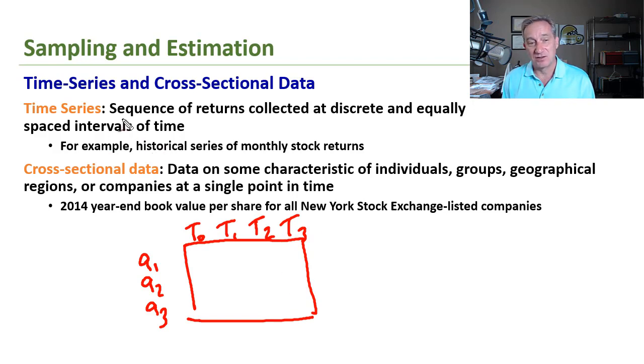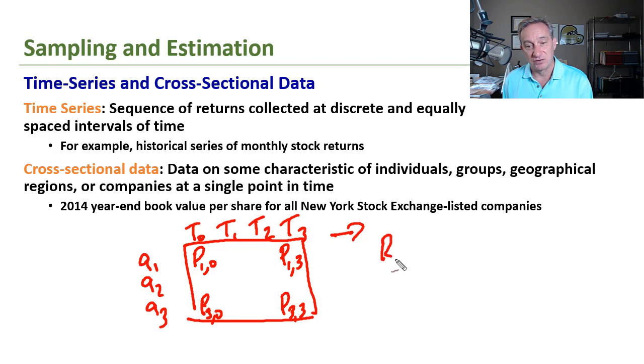And so we can refer to our data in terms of time series or cross-sectional data. Time series, in this case, going this way, is the sequence of returns collected at discrete and equally spaced intervals. And so we could have here the prices. This would be the price of asset one today, all the way going out to the price of asset one on the third day. With matrix notation, we could represent it this way: price of asset three, day zero, to price of asset three on day three. Then it's easy with simple math to convert the prices to returns. Actually, we would have to lag by one, but we could have the return of asset one on day one going out to the return of asset one on day n. And then we have a time series from that perspective.